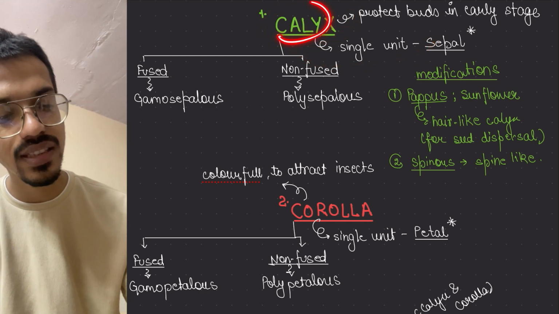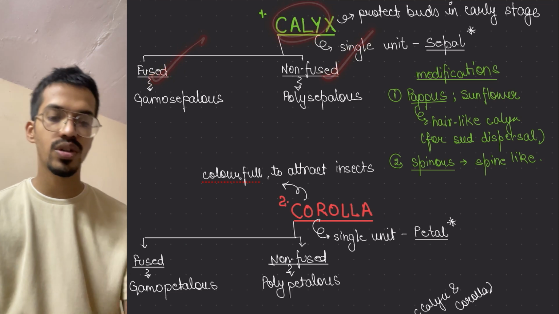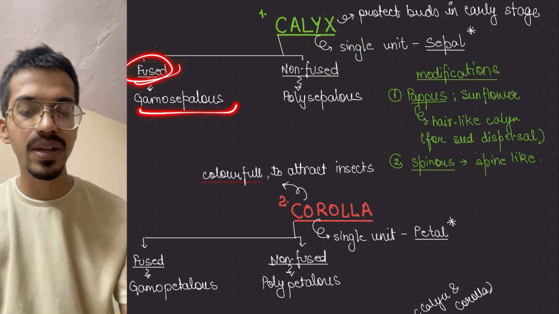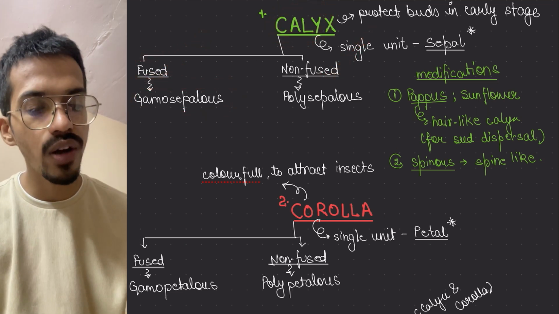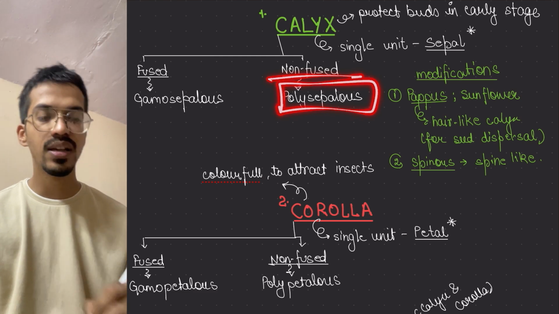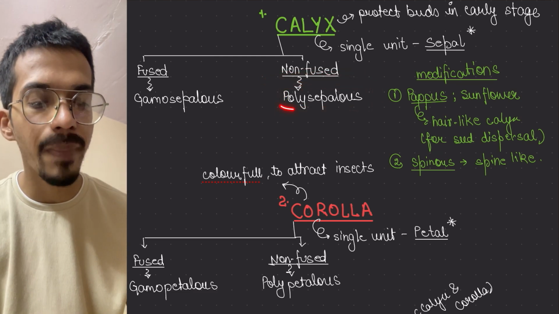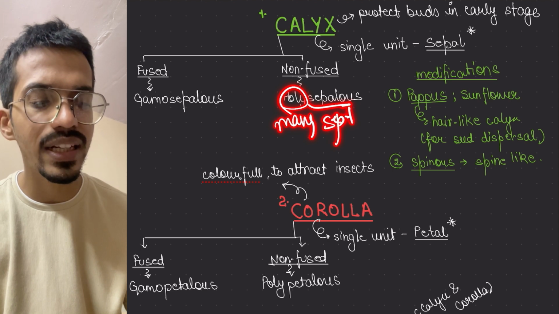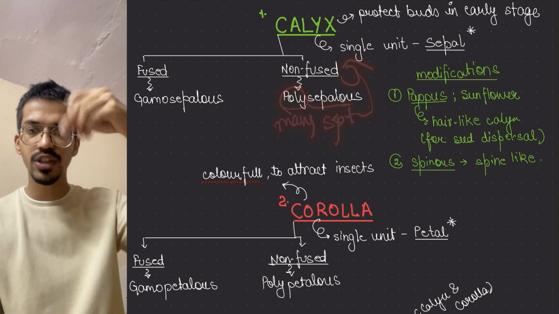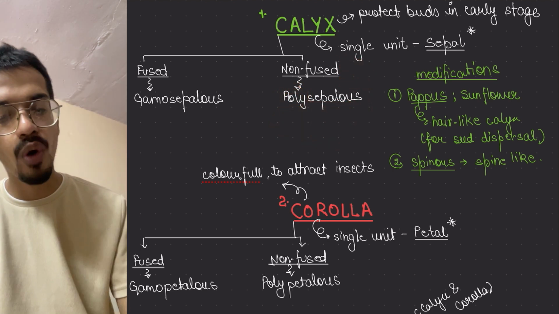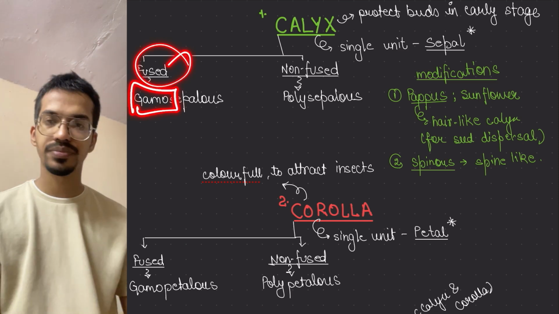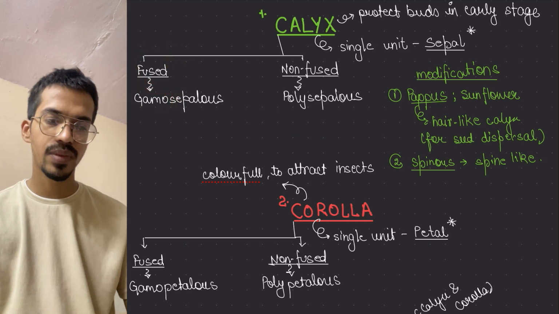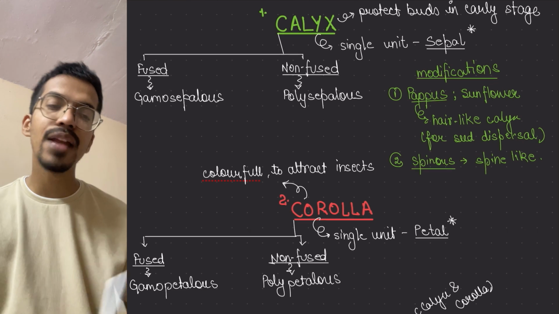Then the calyx is fused or non-fused. Fused means gamosepalous, the word we will give it. Non-fused we will call polysepalous. Now how will we remember it? Poly means many. If many sepals are seen, you can only see it when it is not fused. Individual ones are present, you can count them, right? But if all are fused, we call it gamo. Together, fused.